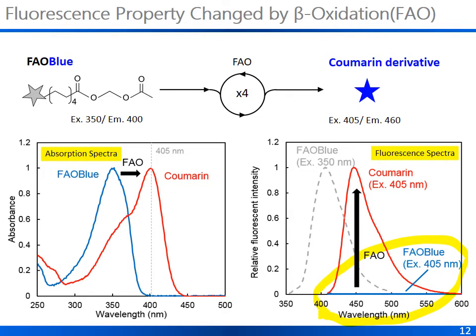Please look at the gray dashed line in the right chart. When FaoBlue is excited at 350 nanometers, there is zero fluorescence. Please keep in mind, FaoBlue before metabolization shows strong violet fluorescence when excited at 350 nanometers.